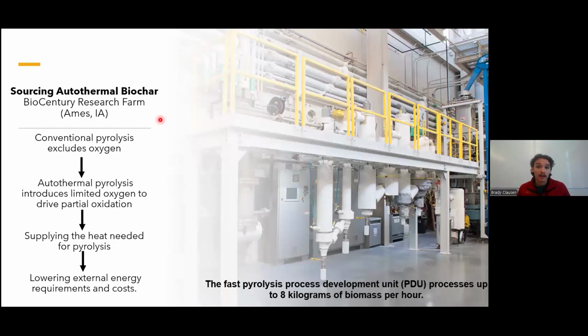So where do we get this biochar from? The cool thing about our biochar is we use a novel pyrolysis system called autothermal pyrolysis. Usually during conventional pyrolysis, we exclude all of the oxygen. But what they found out at the BioCentury Research Farm here at Iowa State in Ames is that with autothermal pyrolysis, instead of taking the oxygen out, we induce just a little bit of oxygen, driving partial oxidation of the organic matter, which then supplies the heat needed for pyrolysis, hence the name autothermal. It creates its own energy source. So overall, we get lower external energy requirements and cost.